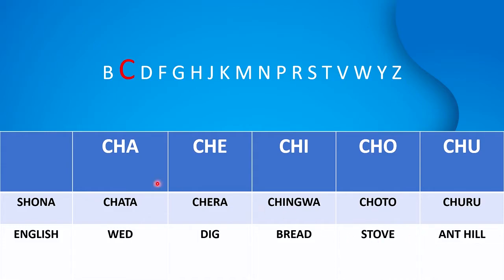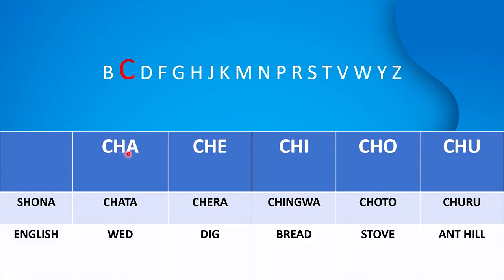So, just to explain a bit more, in order for you to make a word using the letter C, you must first add the letter H and then the Shona vowel. And this is how you pronounce this combination.